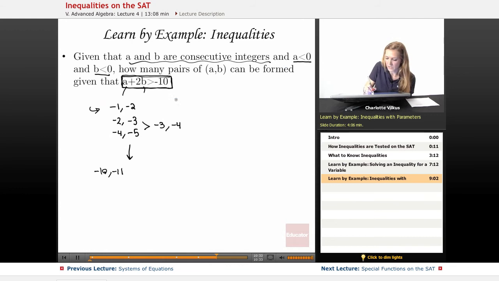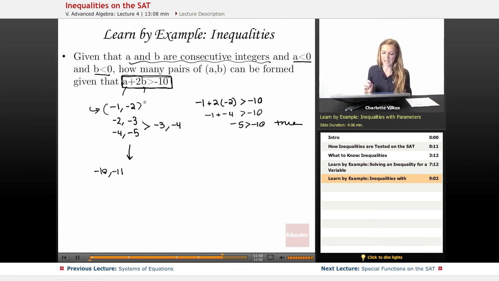So here, if I were to choose negative 1, negative 2 as my set, then I would have negative 1 plus 2 times negative 2 being greater than negative 10. And here that would give me negative 1 plus negative 4 is greater than negative 10, or negative 5 greater than negative 10, which is true. So I have at least one pair of A and B that can be formed.